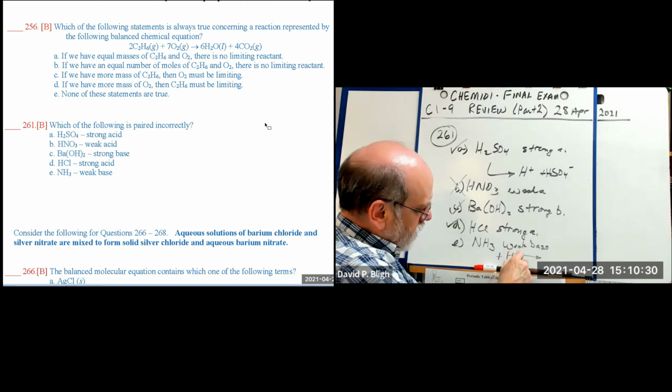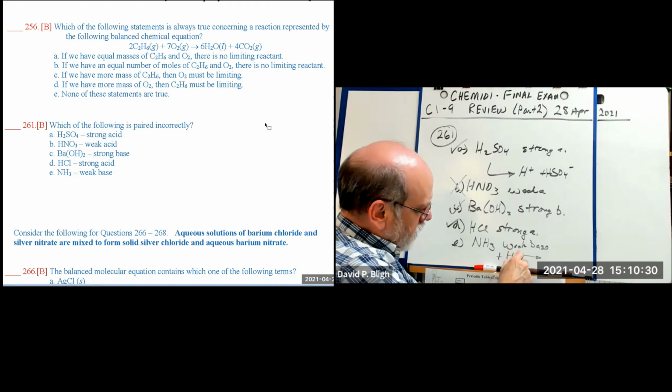All right, so let's see. The balanced molecular equation contains which of the following terms? And notice that they're including coefficients. So if the coefficient's not right, then the answer's not right. So barium chloride. Barium doesn't have it. 2 silver nitrates. Doesn't have it. 2 silver chlorides. Oh, we forgot to do the phase. Right? These are aqueous.